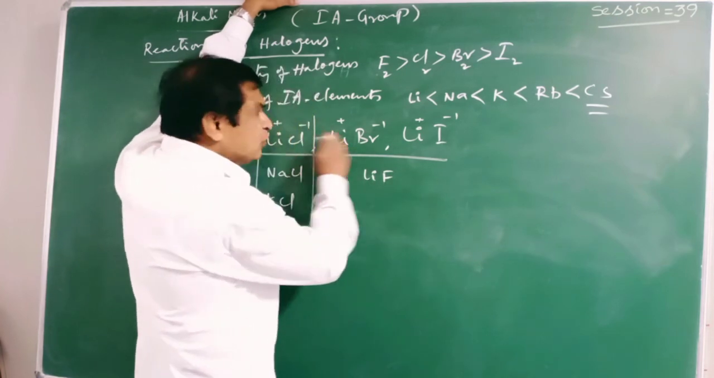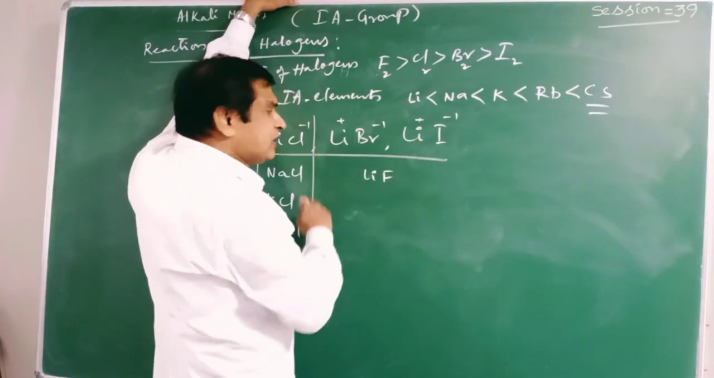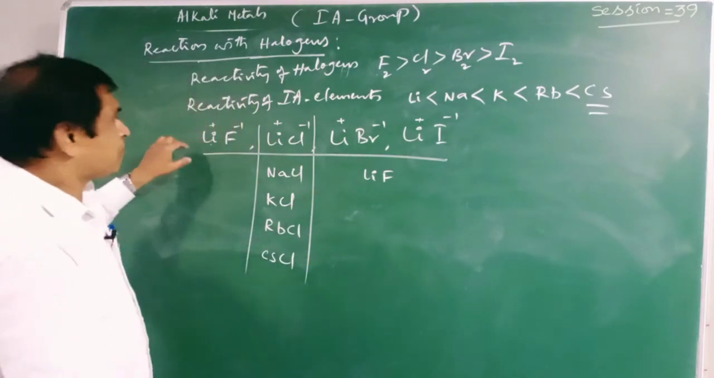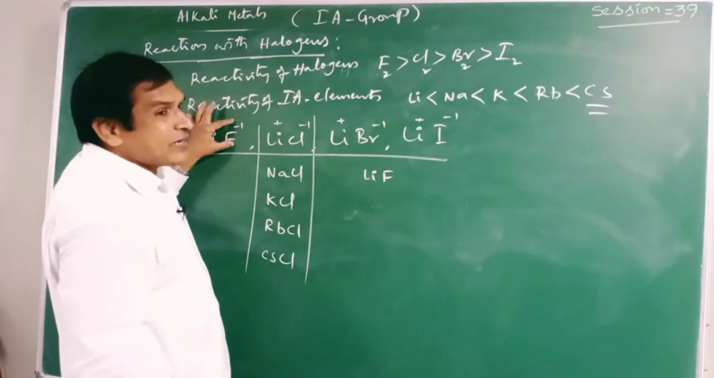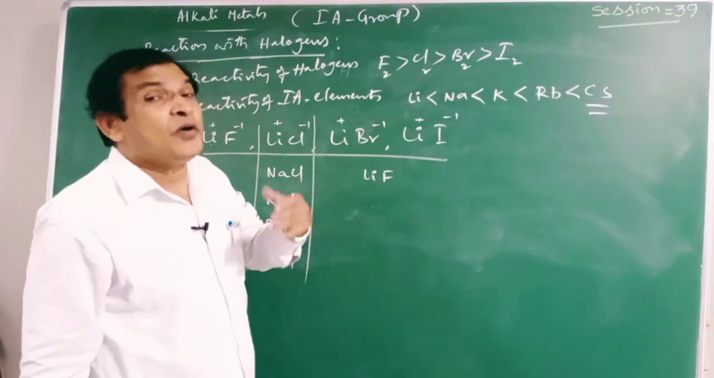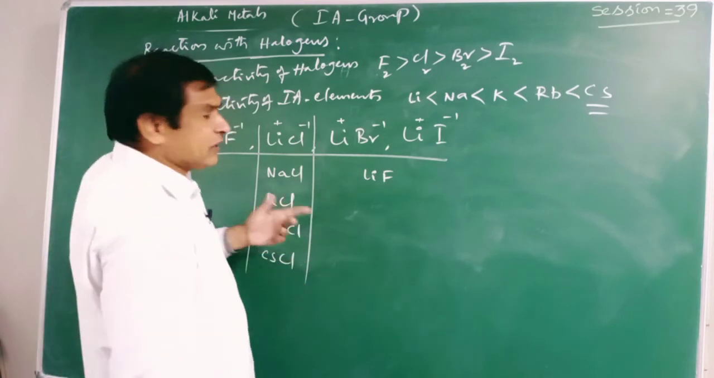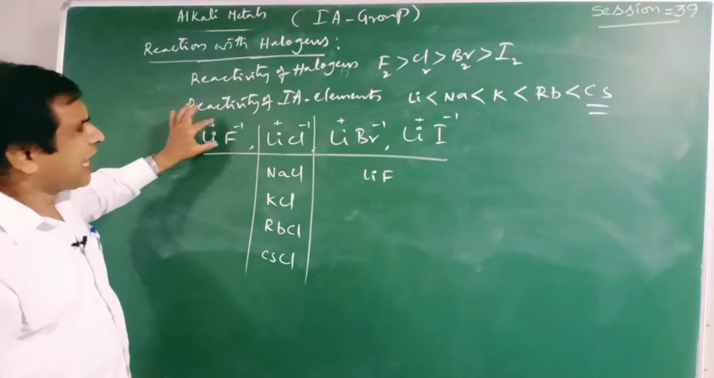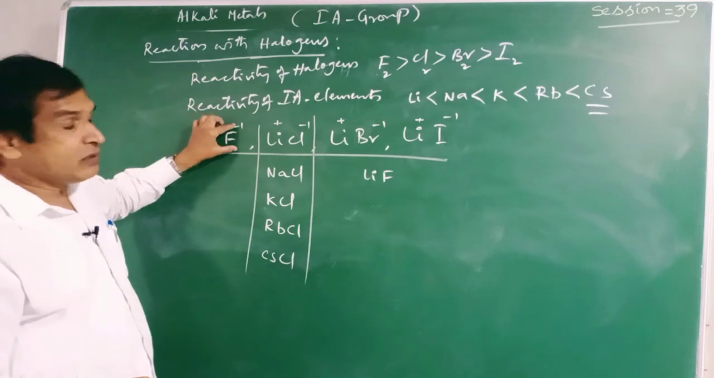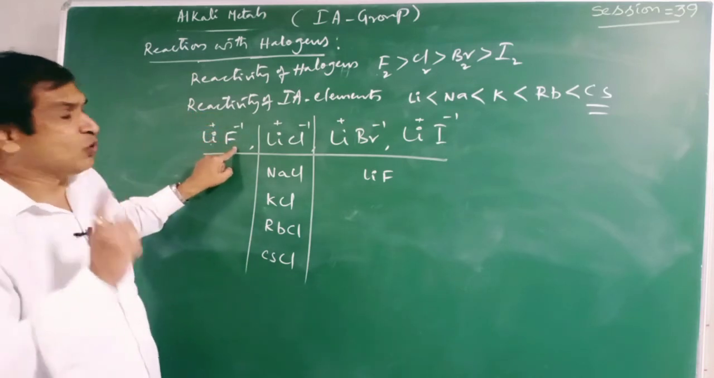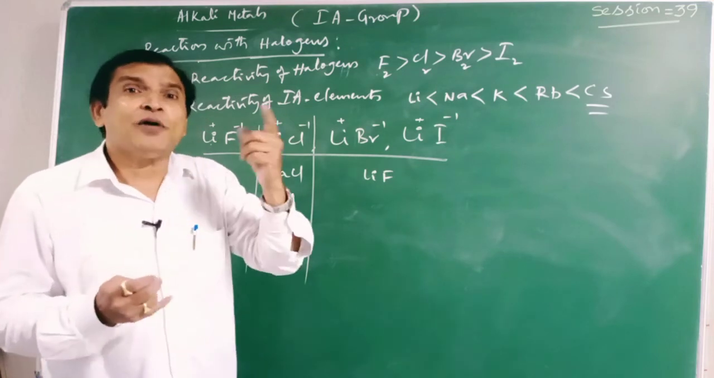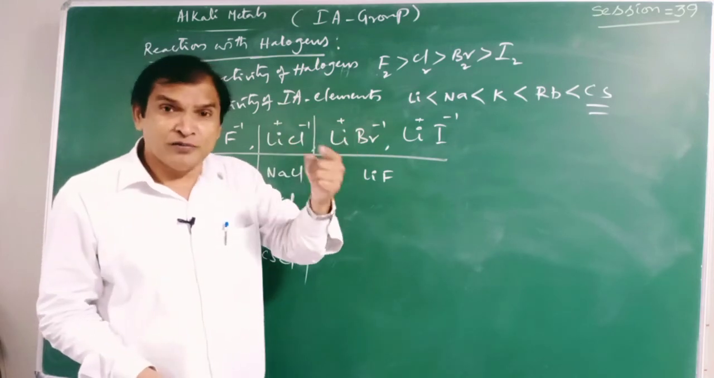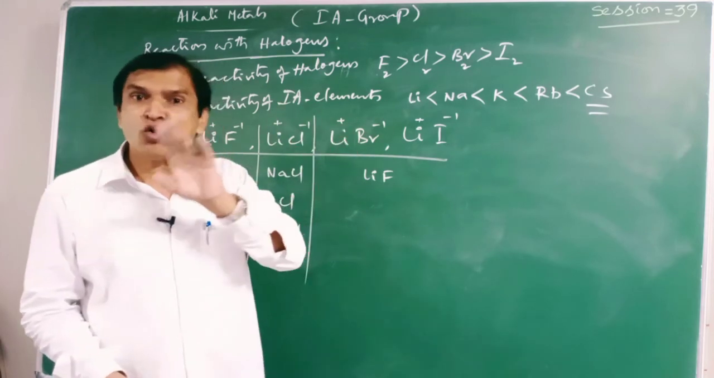and lithium fluoride to lithium iodide. According to Fajan's rules, the cation is common in all of them, so the anion alone can decide the nature of the molecule. Smaller the size of the anion, the more ionic. Larger the size of the anion, the less ionic. Less ionic means more covalent in nature.